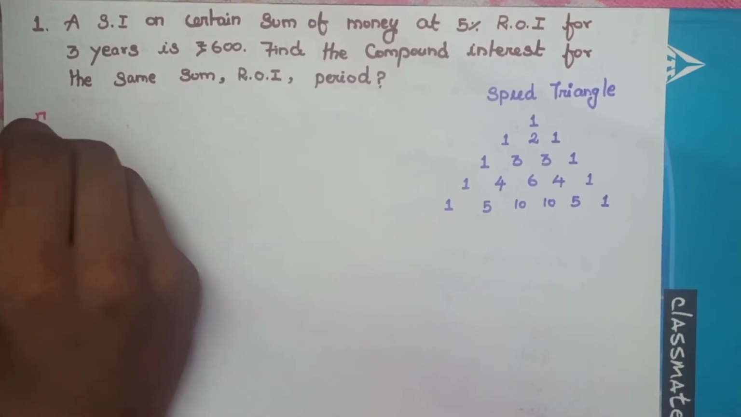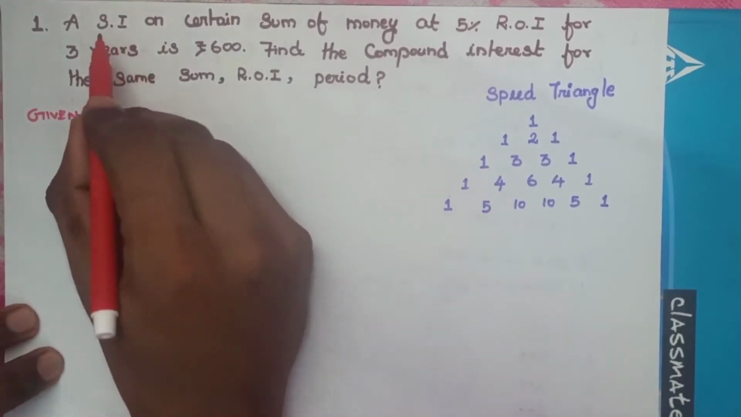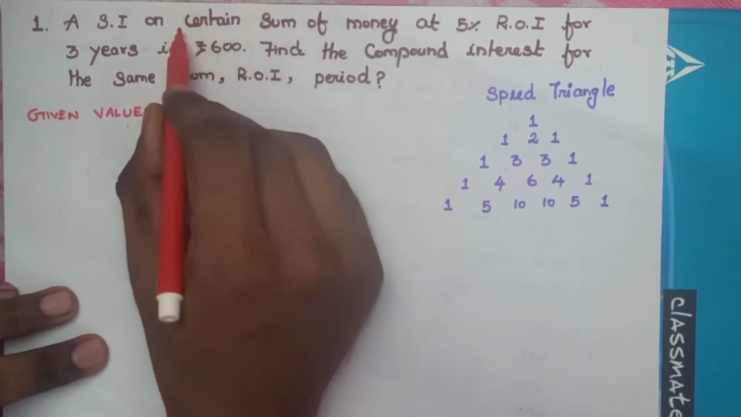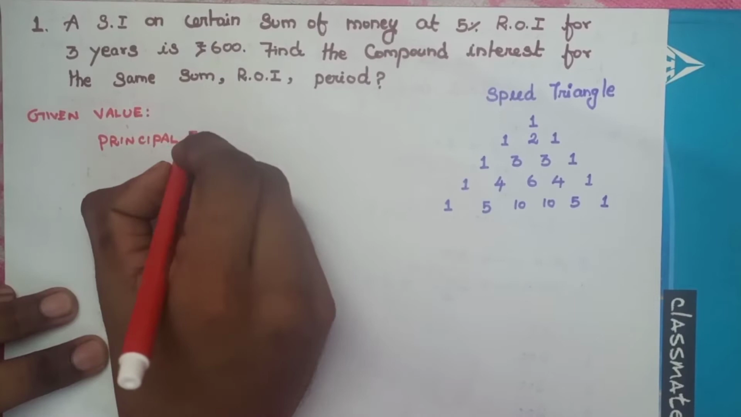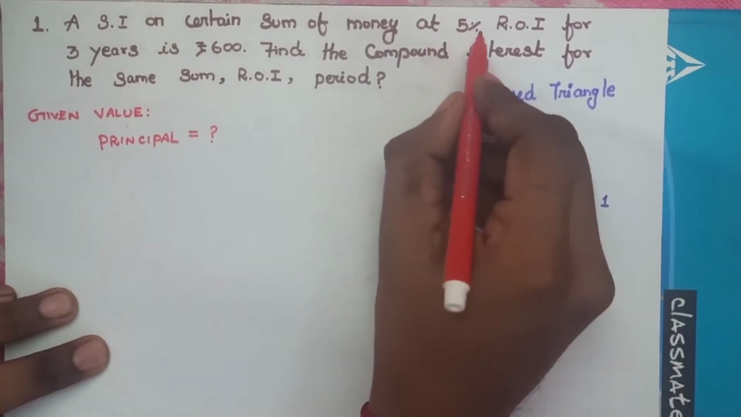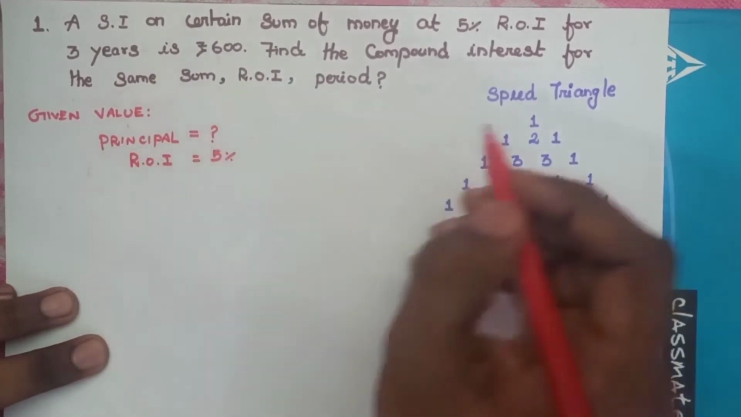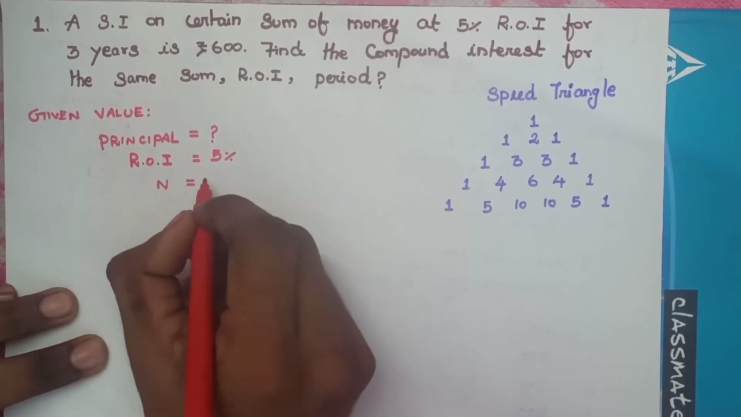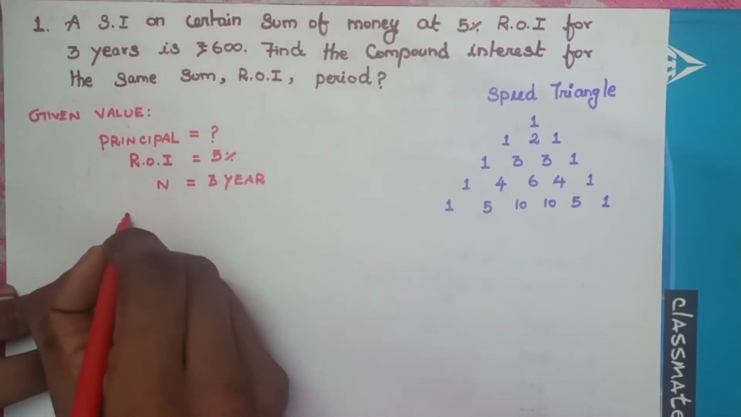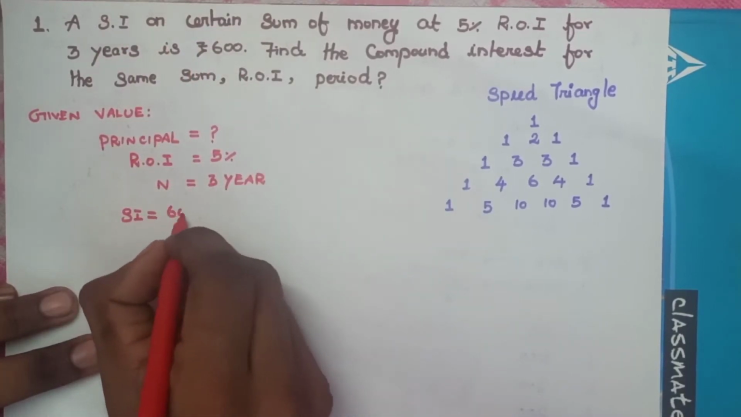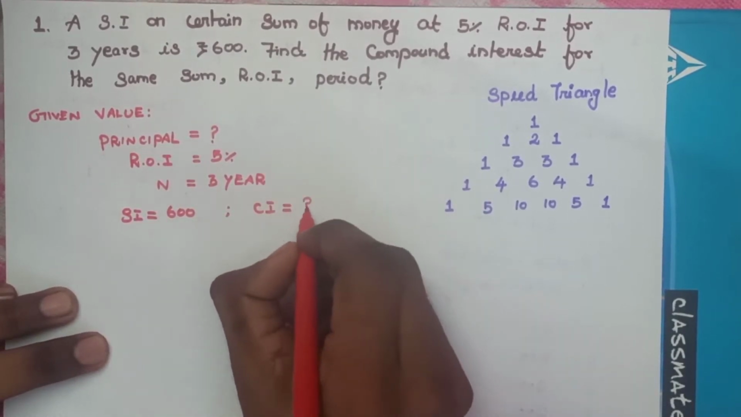In the given values, simple interest on a certain sum. Here the certain sum is the principal. Principal, we don't know. At 5% rate of interest, rate of interest is 5% for 3 years, and n equal to 3 years. And your simple interest value is 600 rupees, and they ask to find out the compound interest, right?